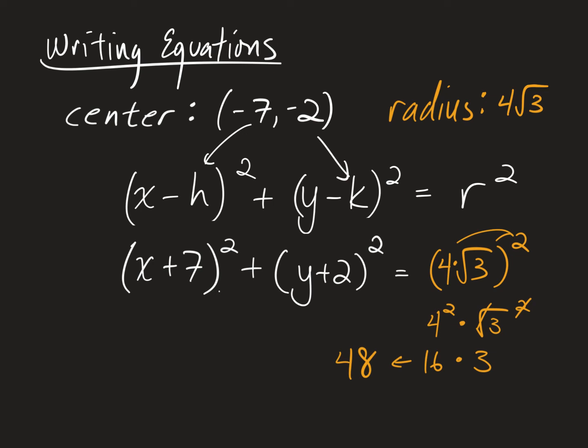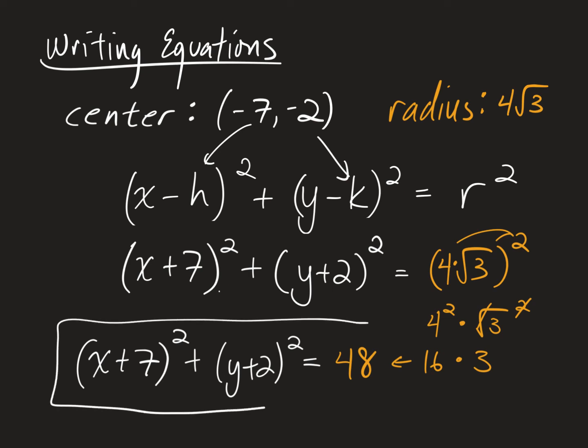And then the rest of this equation just comes along for the ride. So we have (x plus 7) squared plus (y plus 2) squared equals 48 would be the equation for that circle.